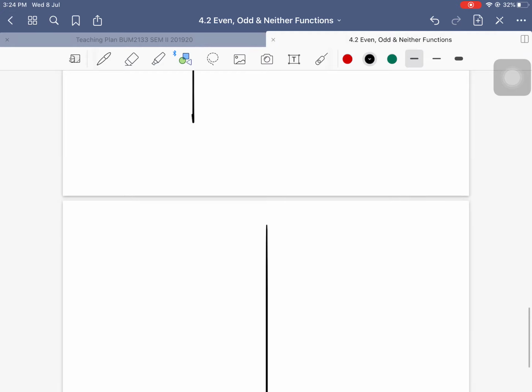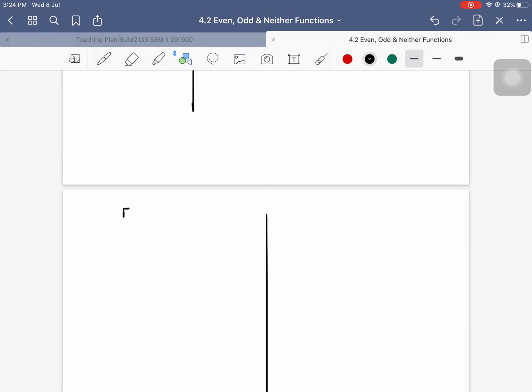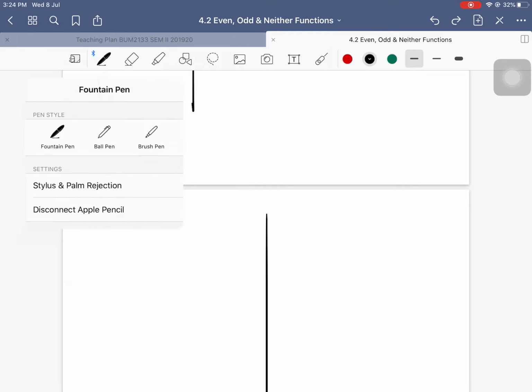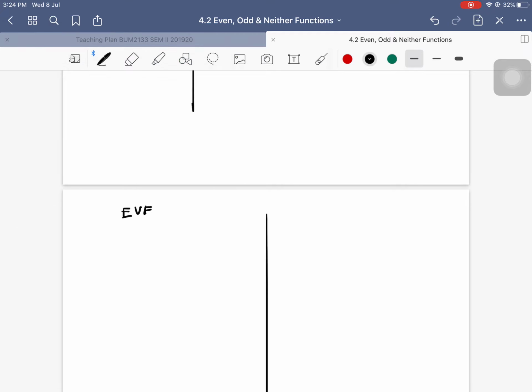So let me put even on this side, and I'm going to write the characteristic of odd on the other side. Neither, so there's nothing special about neither. So when you have a neither function, the calculation is going to be super long, so there is no shortcut at all. You have to do it the long way. But for even and odd, yes, there will be ways to simplify our calculation.